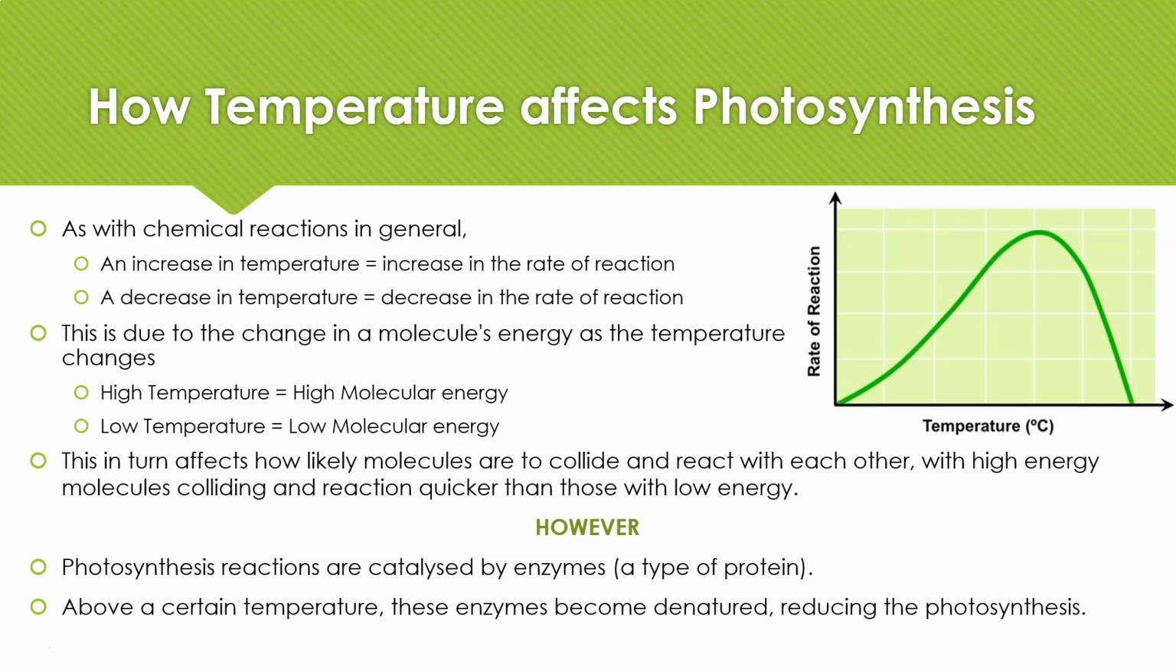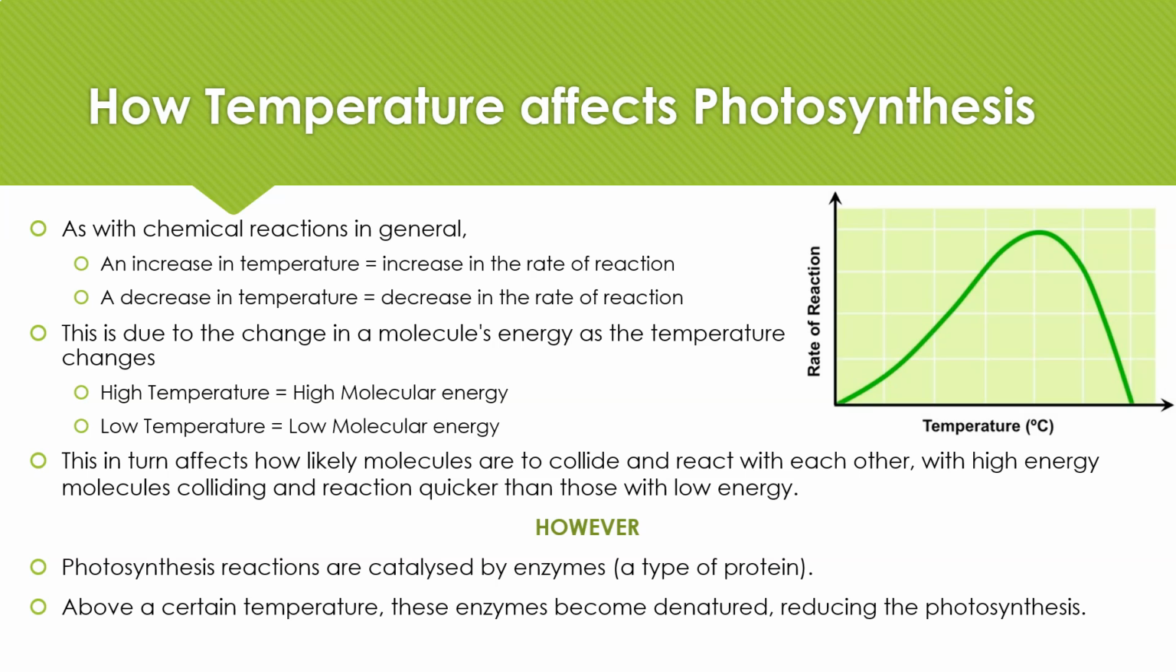And therefore, once those become denatured, they stop functioning, they stop being able to facilitate this reaction. So it doesn't matter if you keep increasing the temperature, the thing that is needed to do the reaction is no longer functioning. So we'll see a drop off in the rate of photosynthesis. That's why we get this graph on the right, where it's increasing, increasing, increasing, gets to a point and then drops off.